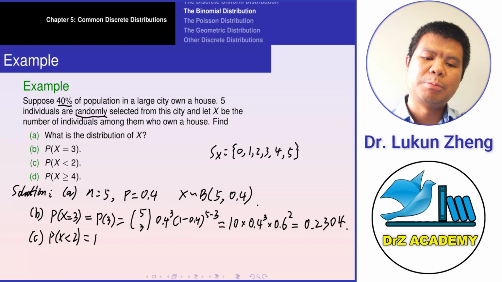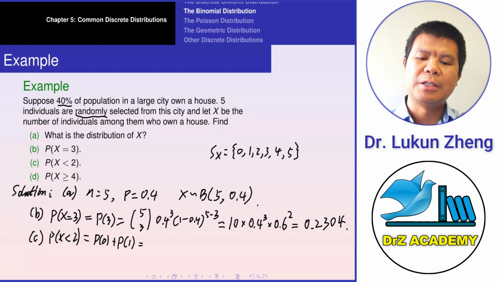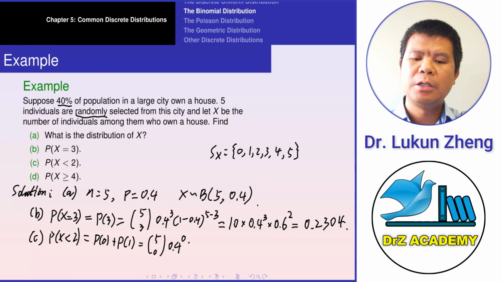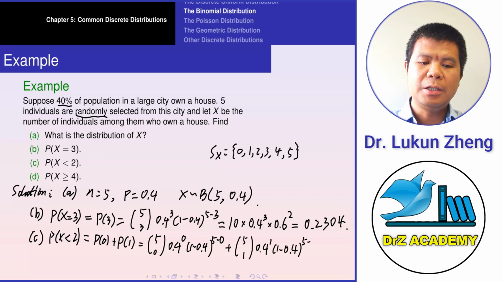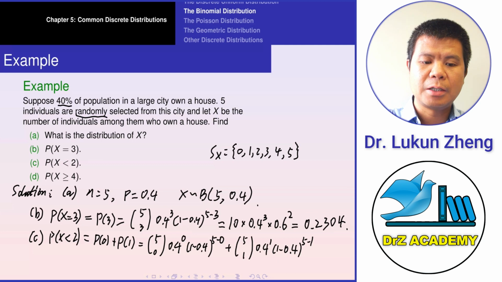So it is P of 0 plus P of 1. Again, 5 choose 0 times 0.4 to the power 0, times 1 minus 0.4 to the power 5 minus 0, plus now 5 choose 1 times 0.4 to the power 1, and 1 minus 0.4 raised to the power 5 minus 1.